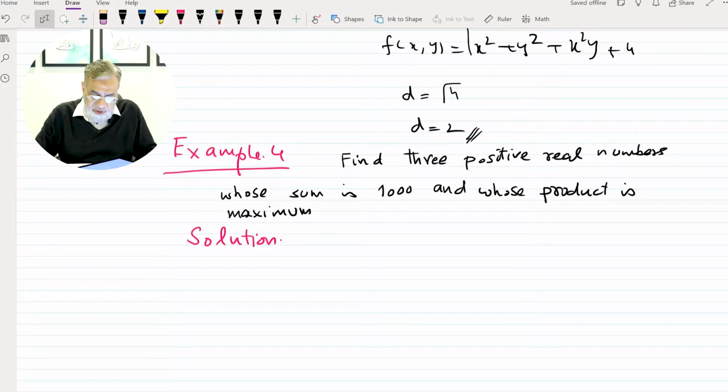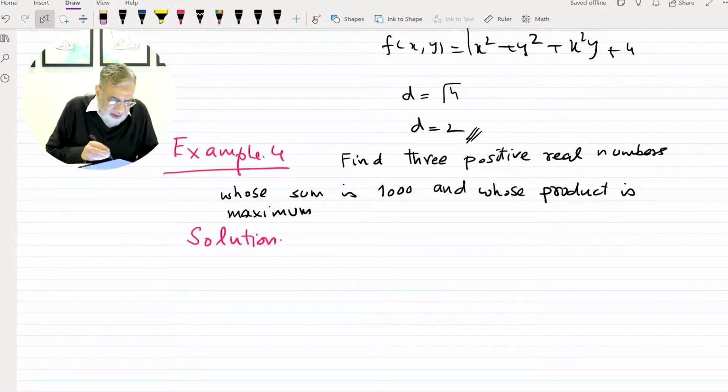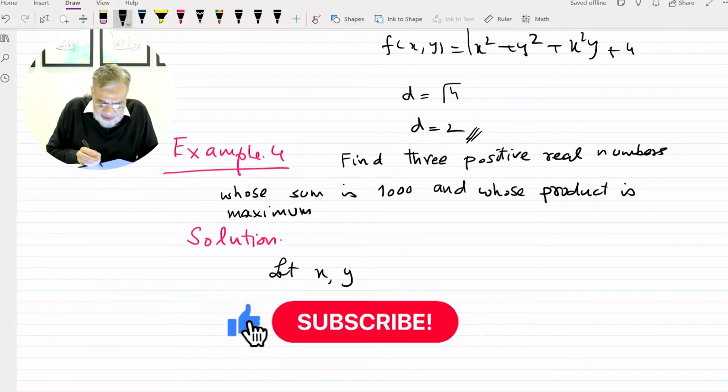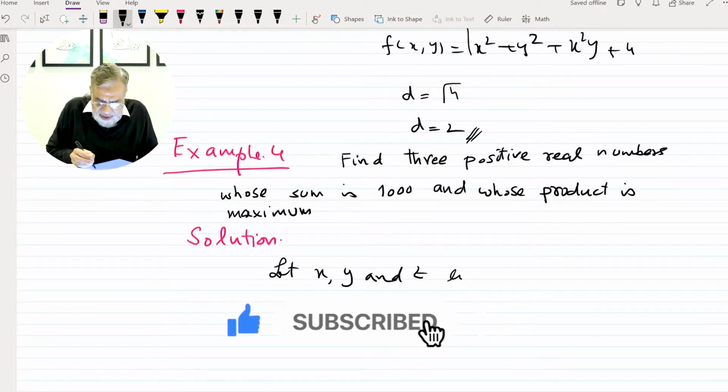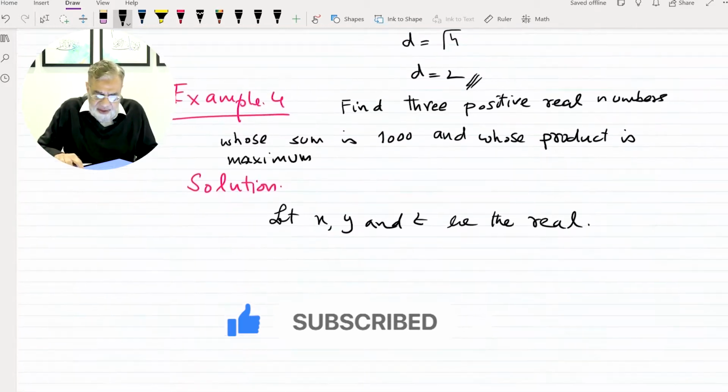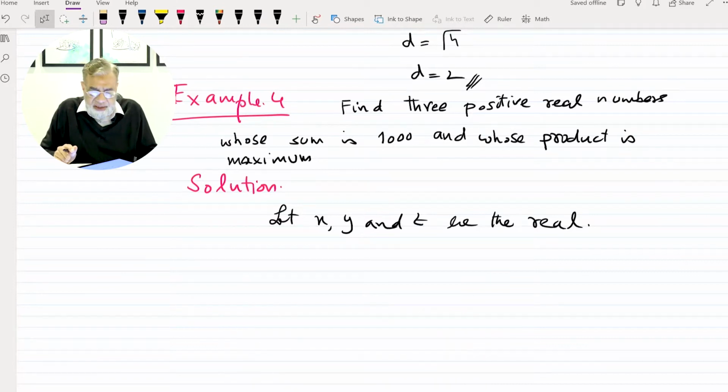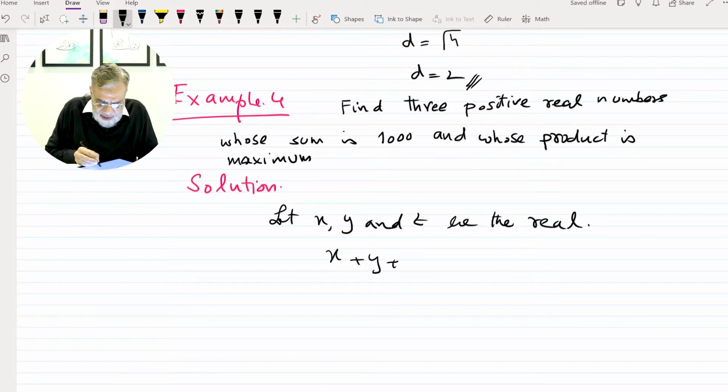Find the three positive real numbers whose sum is 1000 and whose product is maximum. That's the question. So we suppose we have three real numbers. Let x, y, and z be the real numbers. From these, we want to find these real numbers. The information we are given is that the sum is 1000. So we say x plus y plus z is equal to 1000. This is my equation 1.